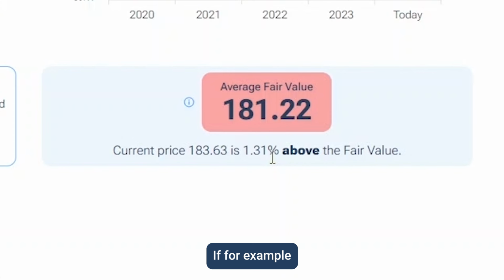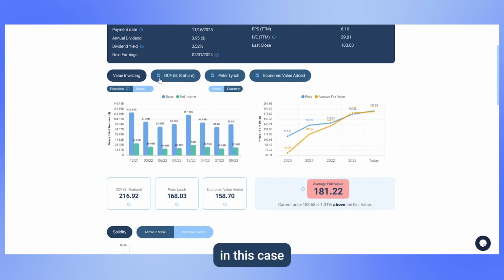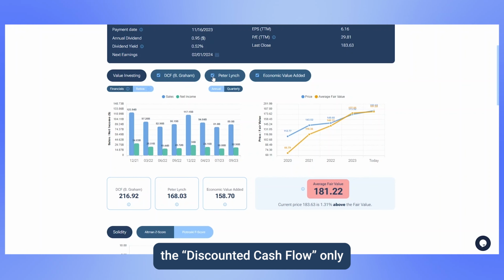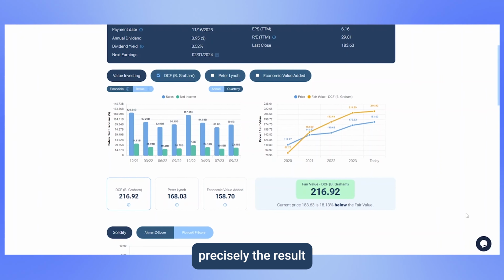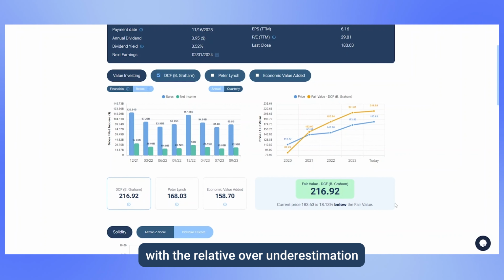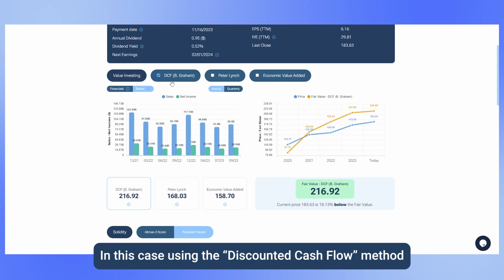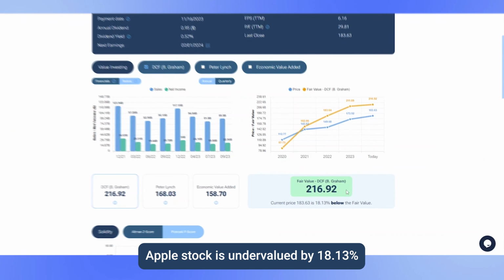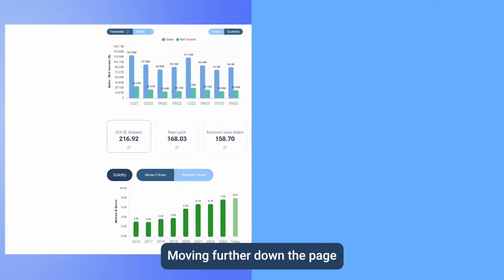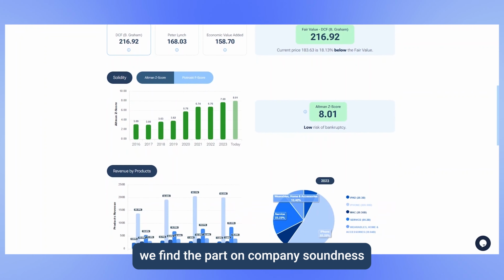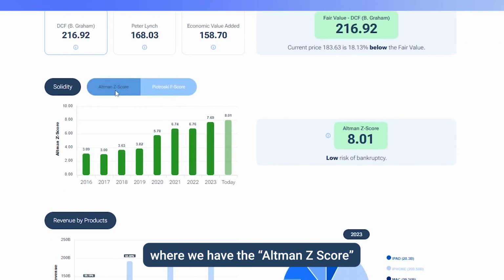at this time correctly valued by the market. If, for example, we want to use only one of the methods, in this case the discounted cash flow only, we will simply uncheck the other methods so that we have precisely the result with the relative over-underestimation of the single method. In this case, using the discounted cash flow method, Apple's stock is undervalued by 18.13%.